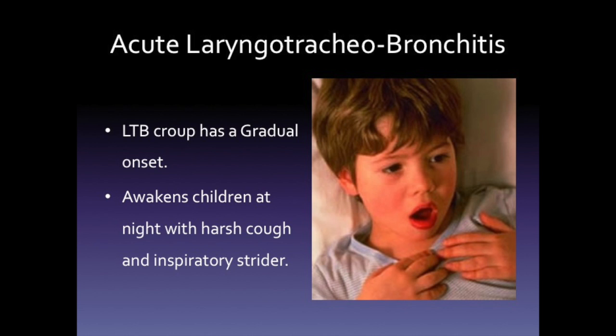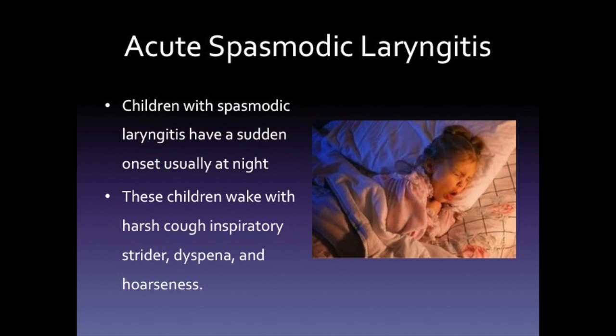LTB has a gradual onset, awakens children at night with a harsh cough and inspiratory stridor. Children with spasmodic laryngitis are awakened suddenly in the night. These children wake with a harsh cough, inspiratory stridor, dyspnea, and hoarseness.